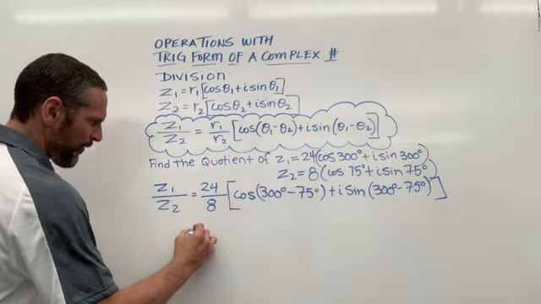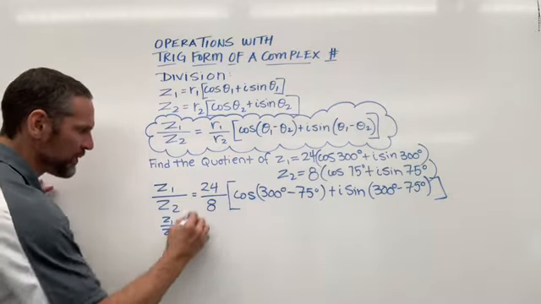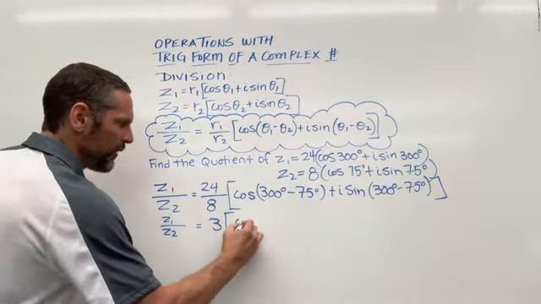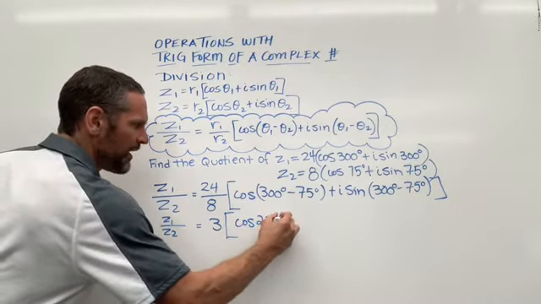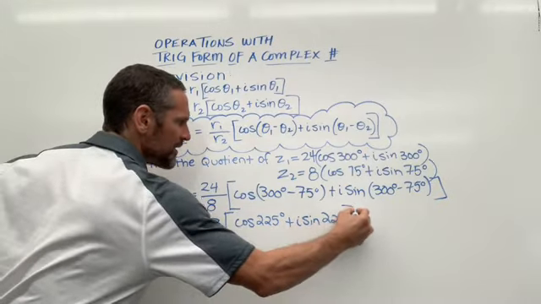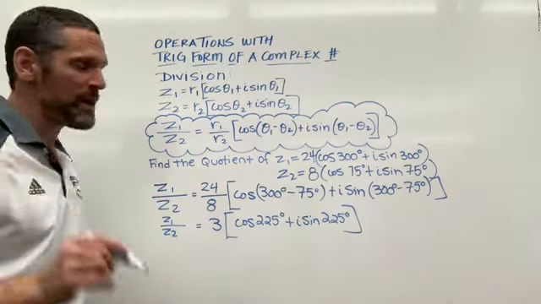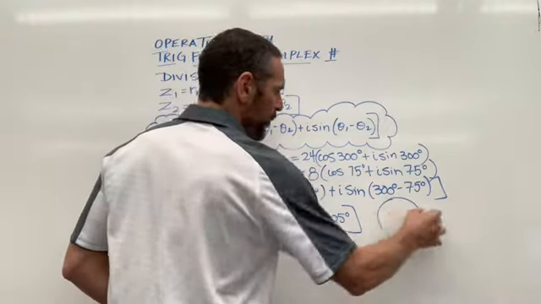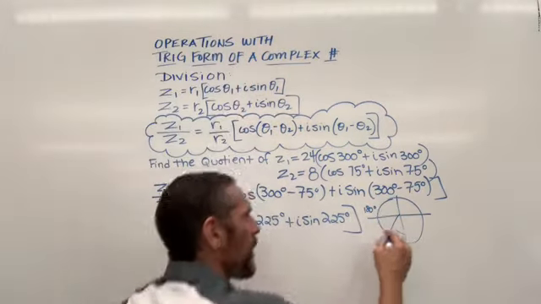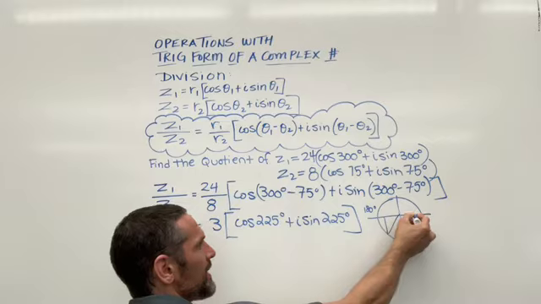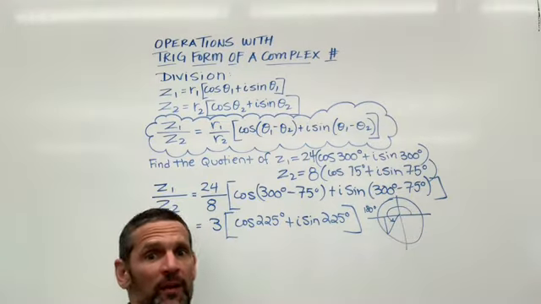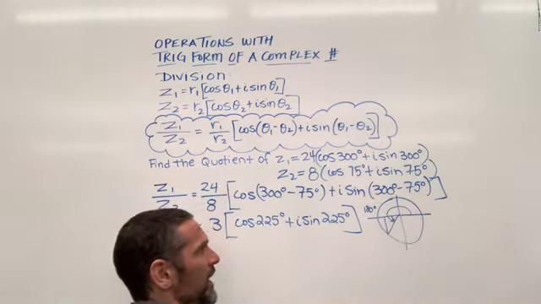So this simplifies to z1 over z2 is 24 divided by 8, which is 3, times cosine of 225 degrees plus i sine of 225 degrees. Now, we have to be not good, but great at the unit circle to be able to place this here. That's 180 degrees, so we're going 45 degrees beyond that to get to this angle here, 225. If our reference angle is 45 degrees, then this little angle there is 45 degrees.